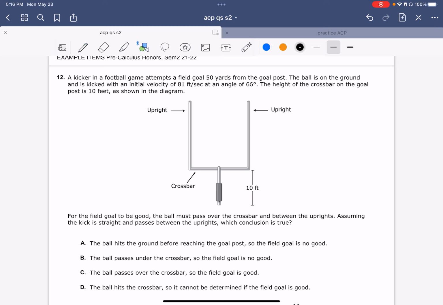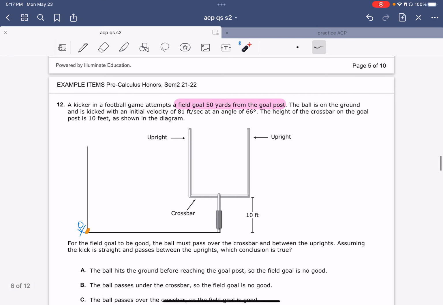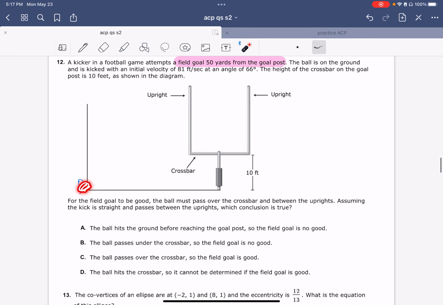So the first thing we can do is draw a little coordinate plane where this is going to be taking place. So there is a kicker with a football. And the question does say that the field goal is attempted 50 yards from the goalpost. So that means the kicker is right here and 50 yards away is the goalpost. So that means that horizontal distance will be 50 yards.